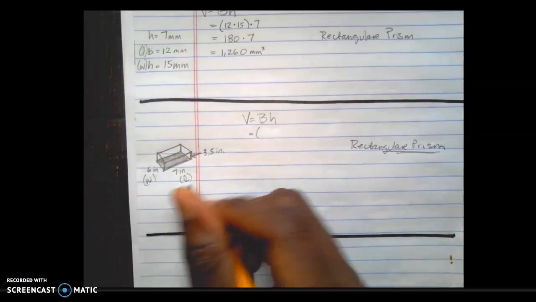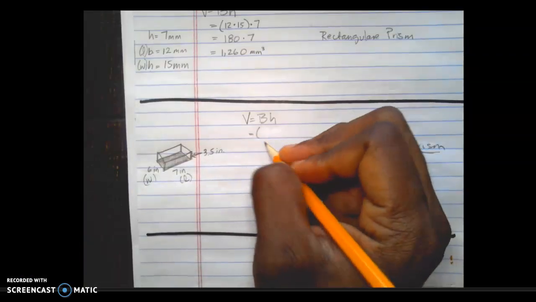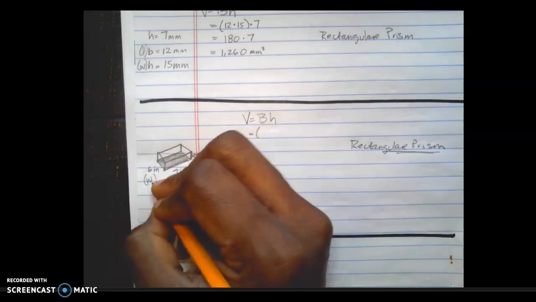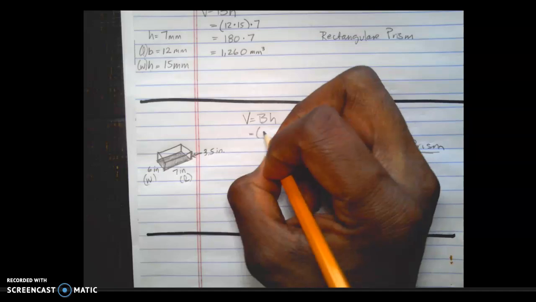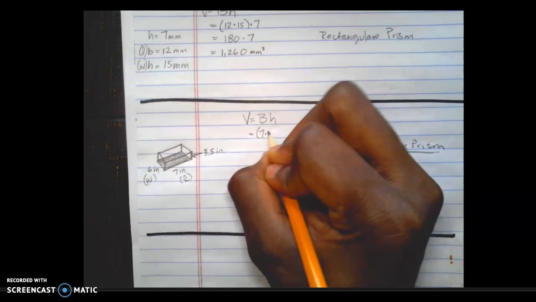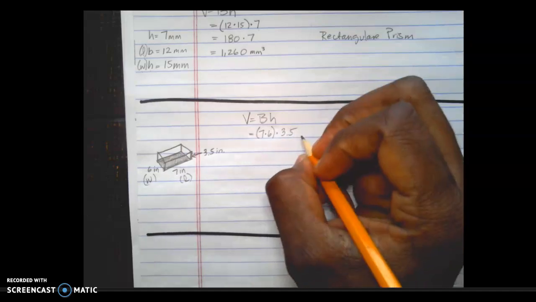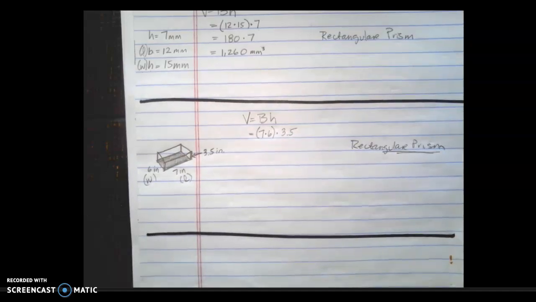All right, so big B times H, we're going to say that L is going to correspond to B, W is going to correspond to H. So in this case, I'm going to multiply 7 times 6 times 3.5. I've left my units behind for now. Let's go ahead and pull up a calculator.